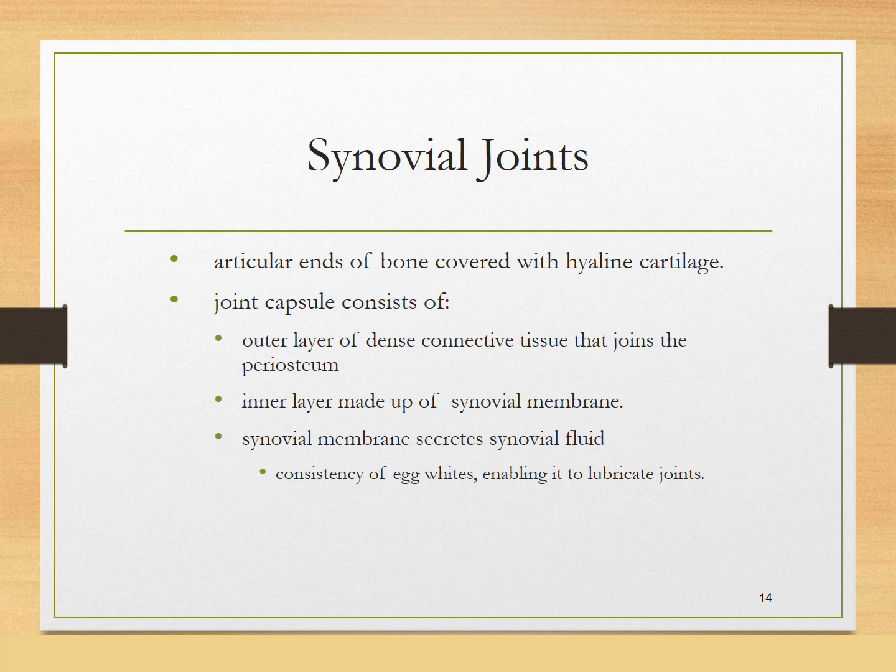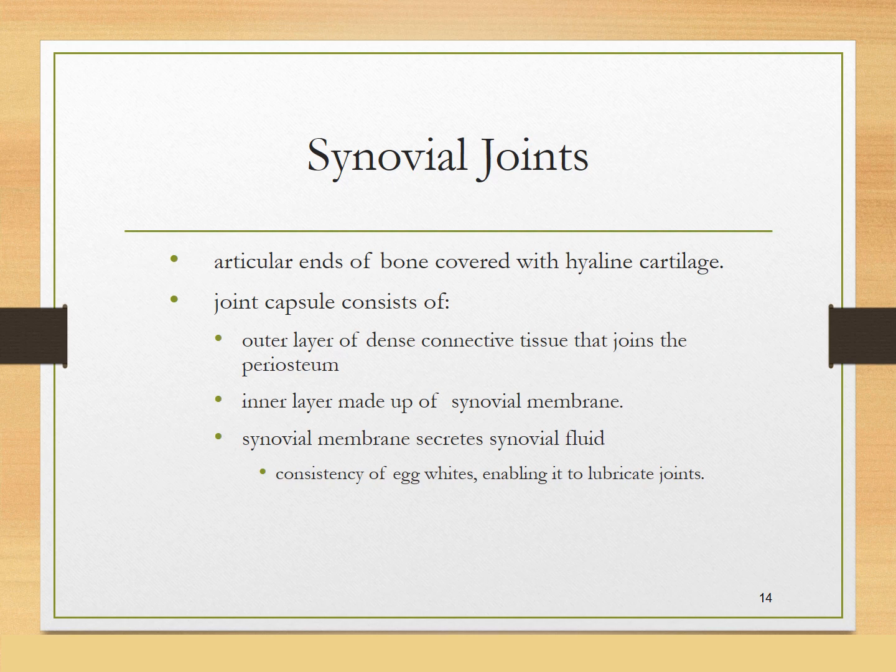The joint capsule consists of an outer layer of dense connective tissue that joins to the periosteum of the bones. The inner layer consists of the synovial membrane, and the synovial membrane generates synovial fluid. Synovial fluid has the consistency of egg whites, and it acts as a lubricant.